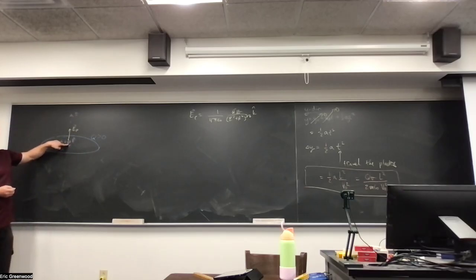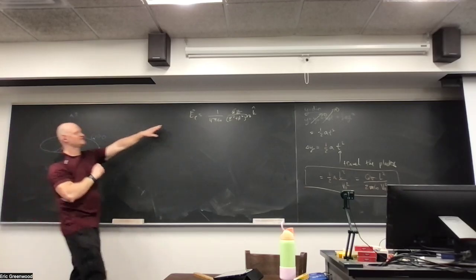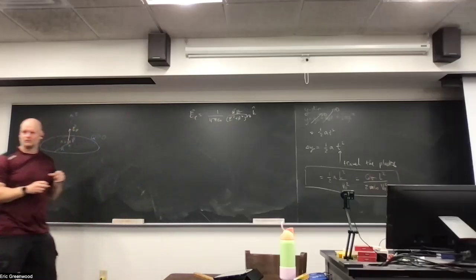Now, by the time it gets to the center of the ring, according to that, what's going to be true about the electric field at the center of the ring? When z is equal to 0. So according to this, what's the electric field at z equal to 0?